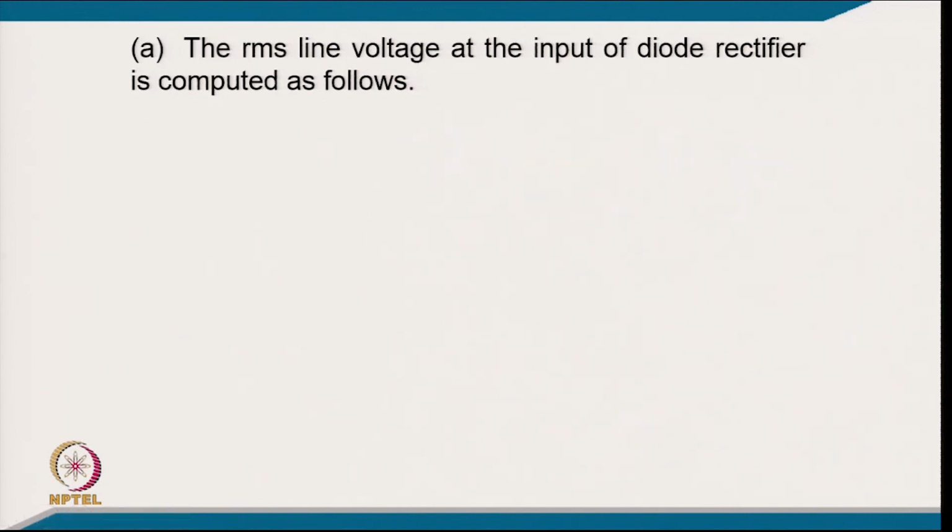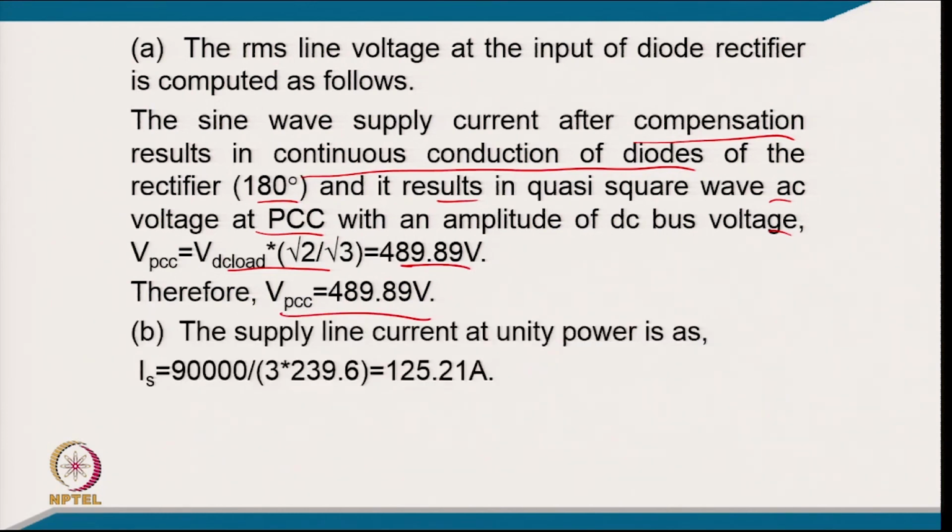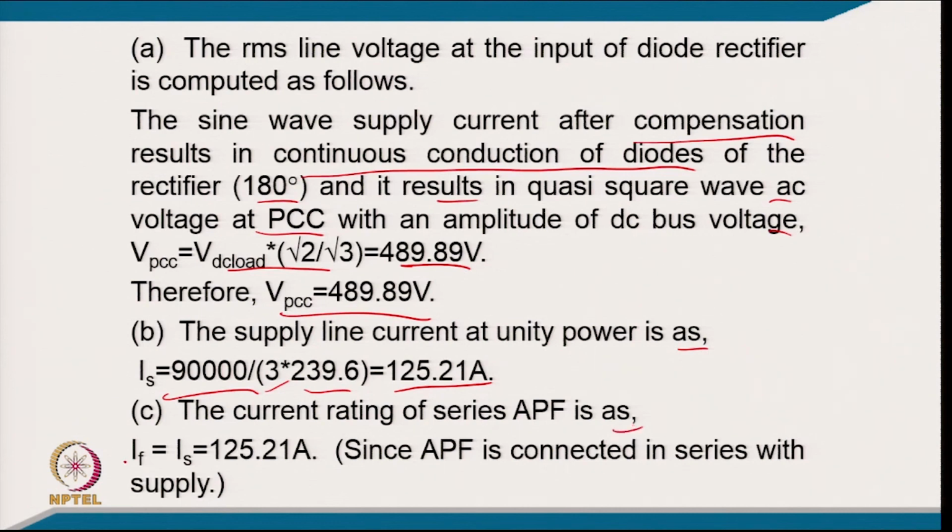So, the RMS line voltage at the input of the diode rectifier is computed as follows. The sine wave current after compensation results in continuous conduction of the diodes of the rectifier for 180 degrees, and it results in a quasi-square wave of AC voltage at PCC with the amplitude related to the DC link voltage, VDC by 2 root 3. So it comes to 489.89 volt. So VPCC is also 489.89 volt. The supply current at unity power factor we calculated from the 90 kilowatt load, divided by 3 phase, unity power factor and the voltage 239.6. So it is 125.21 ampere, and the current rating of the series active filter will be the same because it is connected in series. So the filter current rating equals the supply current, 125.21 ampere, since the APF is connected in series with the supply.